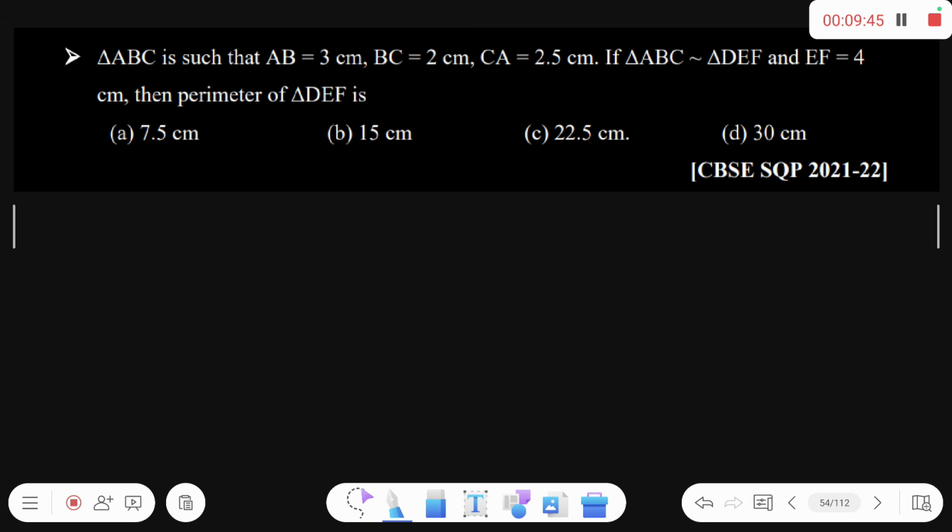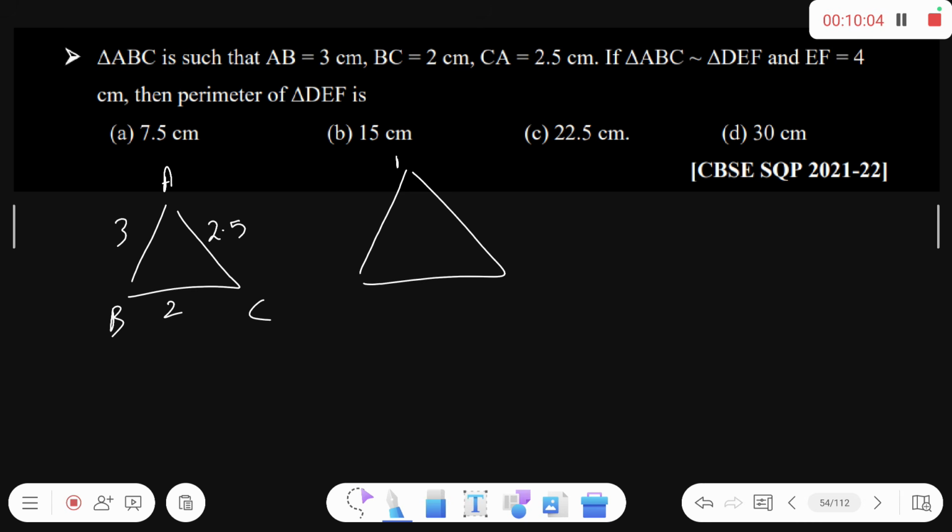Next, triangle ABC is such that AB is 3 centimeter. Let me draw it. It is ABC. AB is 3, BC is 2 and CA is 2.5. If this triangle is similar to DEF, so instead of A we write D, in place of B we write E, and in place of C we write F. EF is given 4, then perimeter of DEF.